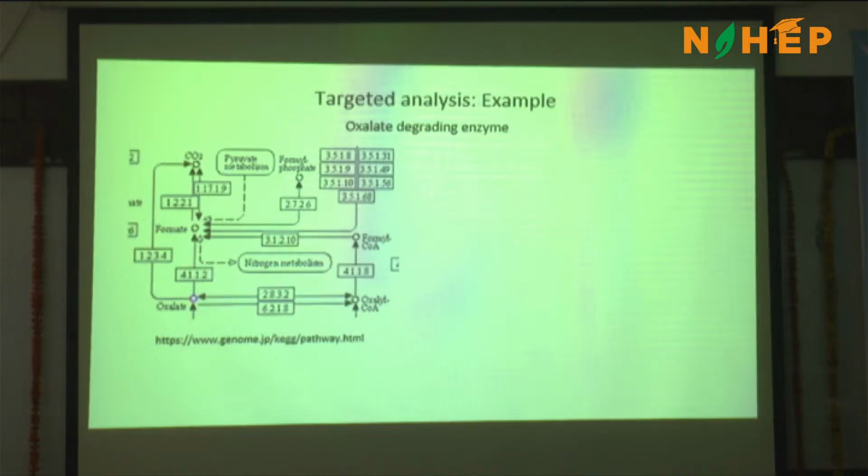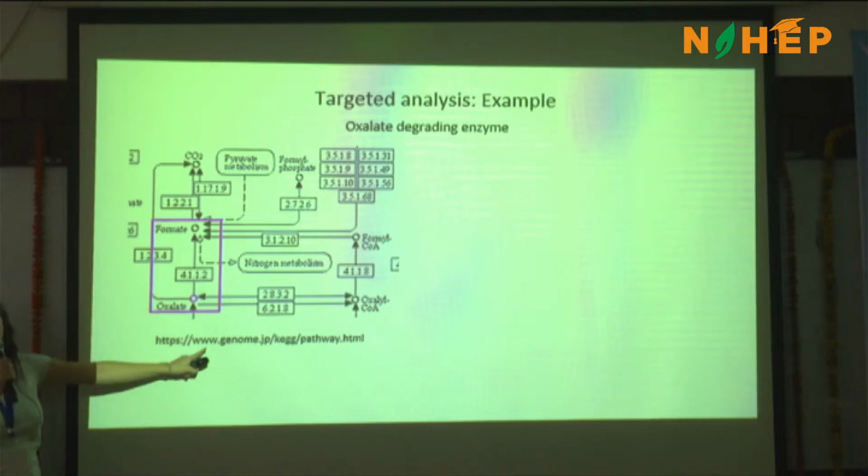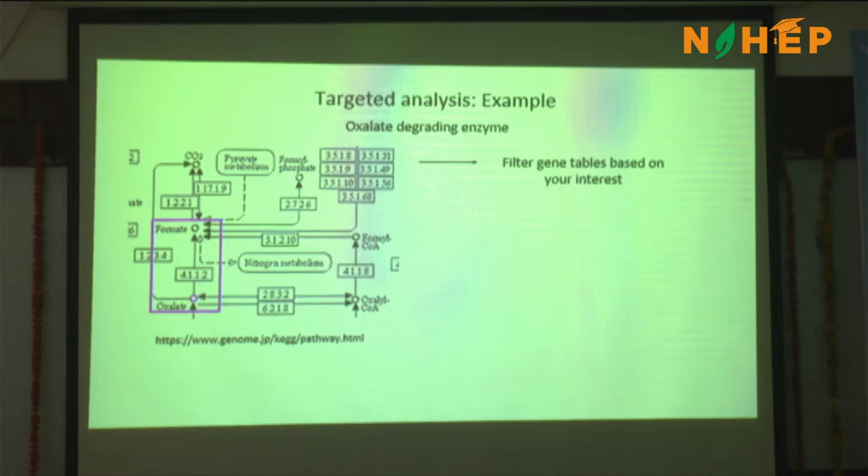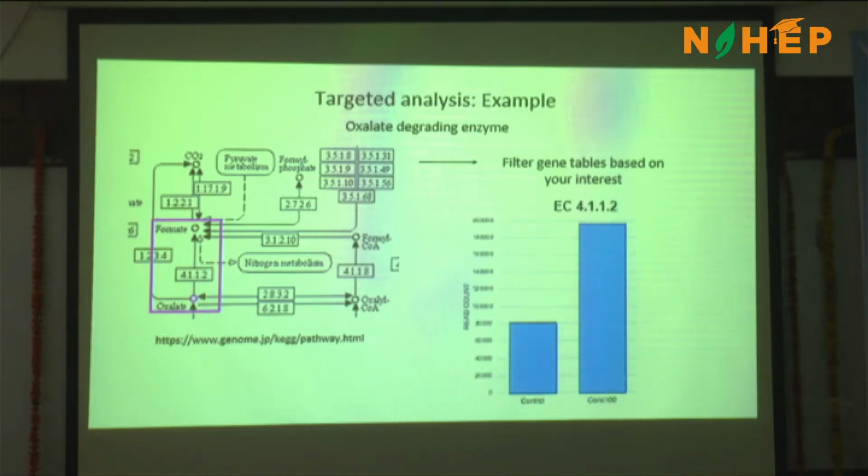My example for you for targeted analysis is this project where they were interested in an oxalate degrading enzyme, which is in here. So this is the EC number. This is only a part of a pathway from the KEGG website. They were interested in this enzyme that takes the oxalate and makes it formate, 4.1.1.2. Since I already know the interest, I can just filter all the tables that I got and just keep that information. Plus, it's also going to save me a lot of time in analysis. And you can do something like this.